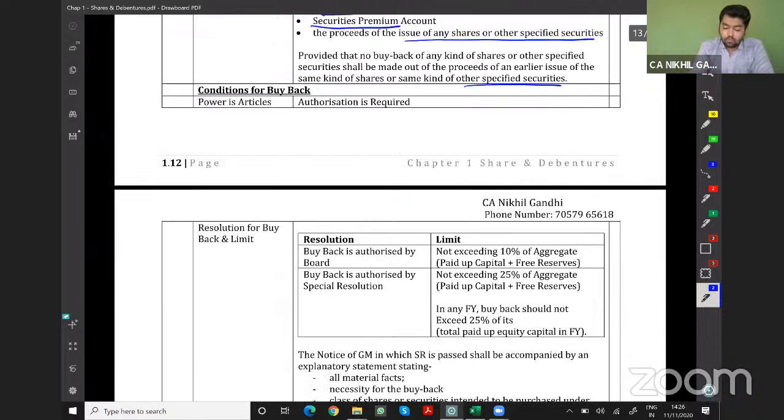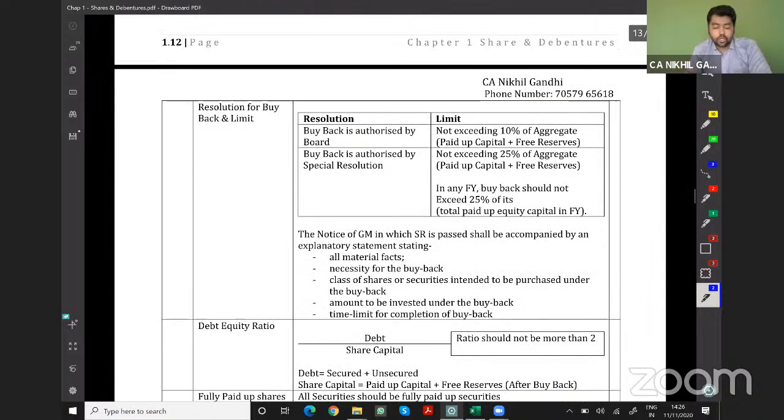Conditions for buyback: authorization is required. Resolution for buyback and limit. This is the most important thing again. If buyback is only authorized by the board, it is not exceeding 10% of aggregate paid up capital plus free reserves. If buyback is authorized by the board as well as by special resolution, you can increase your limit to not exceeding 25% of paid up capital plus free reserves.